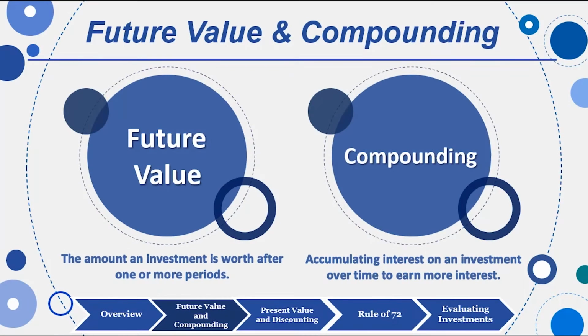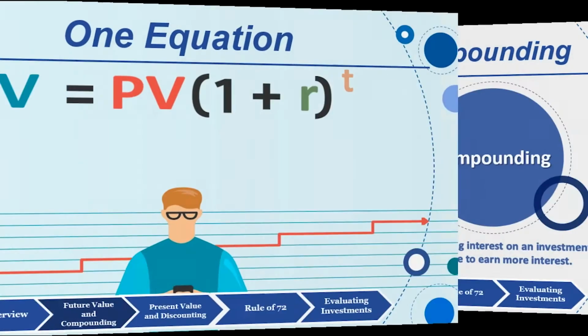We're going to talk about future value, and we're going to talk about compounding. Future value is the amount an investment is worth after one or more periods. Compounding is simply accumulating interest on interest. And that's an easy way to think of compounding.